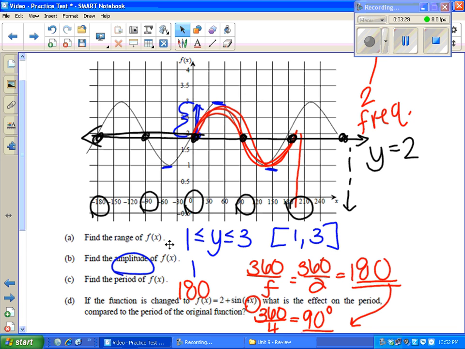The amplitude is basically from your middle to your max. So if you look at this black line, that's the middle of my function. The max goes up to 3. So I have this distance here from 2 to 3, which is 1.